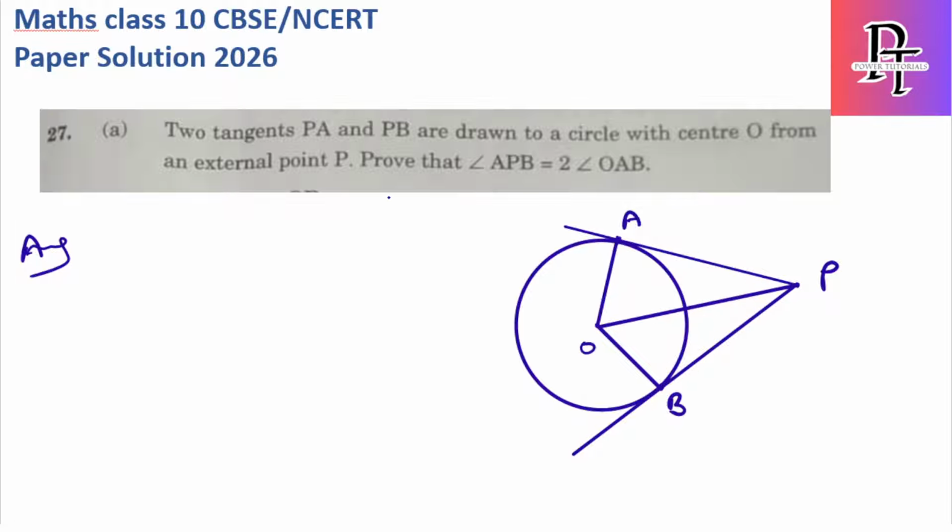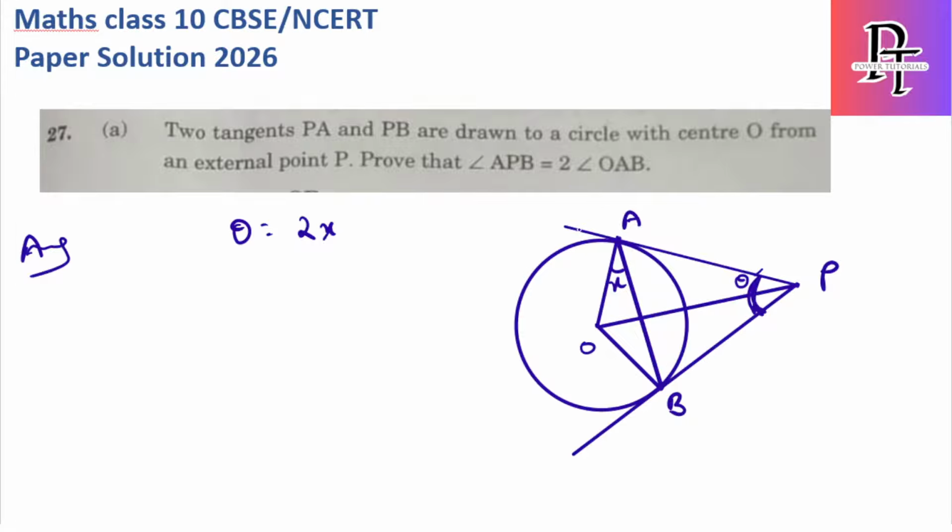Okay, so angle APB is twice the angle OAB. Let's write another line here. If I write this as x and suppose this is theta, we have to prove that angle APB, which we have written as theta, should be equal to 2 times angle x. This we have to prove. So how to prove it, we'll see.